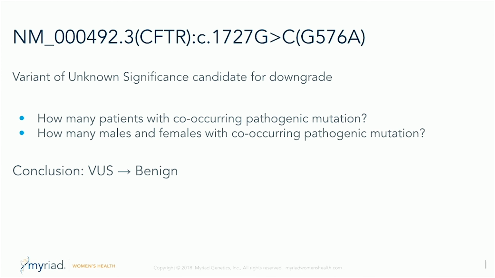So we asked that question, and it turns out that quite a few people had a co-occurring mutation with a pathogenic mutation. But then we wanted to go a little bit further. Cystic fibrosis is an interesting disease in that there is a variable phenotype for males, so it's very likely that there may be males with cystic fibrosis that don't even know it. So filtering out the males and just looking at the number of co-occurring pathogenic mutations in a female population gives us much stronger statistical power to classify this variant as benign. And ultimately, we were able to do that. We were able to downgrade this variant to benign.